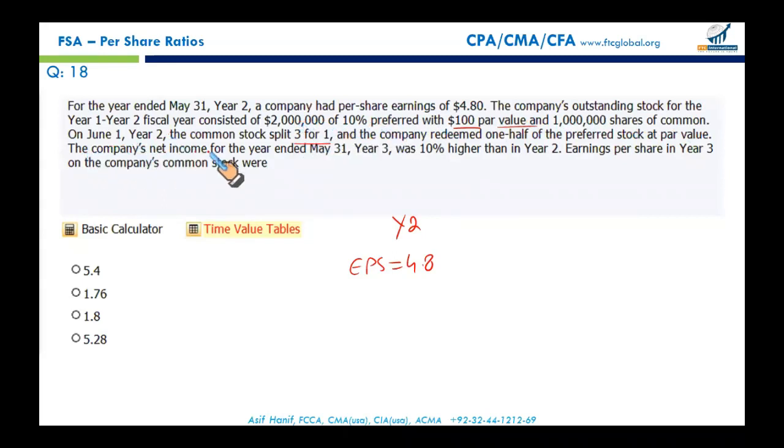Then the company's net income for the year ended May 31st, year 3 was 10% higher than in year 2. In year 3, the income was 10% higher than the previous year. Earnings per share in year 3 of the company's common stock were.